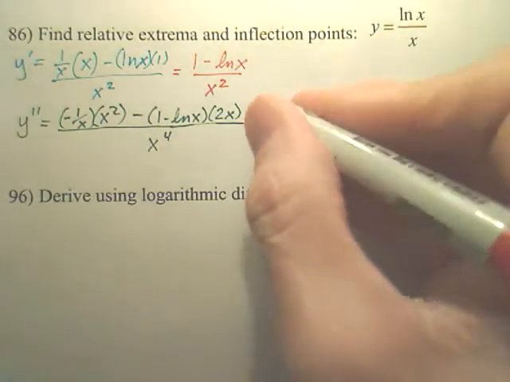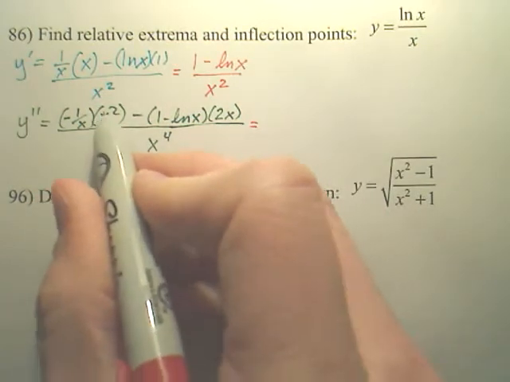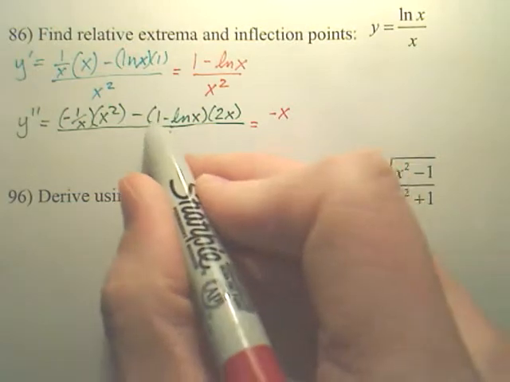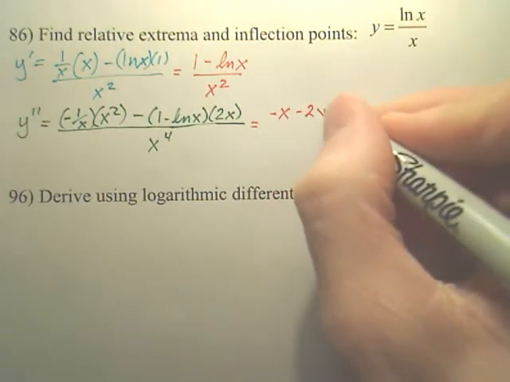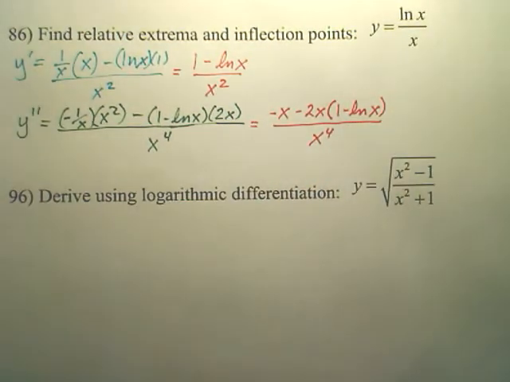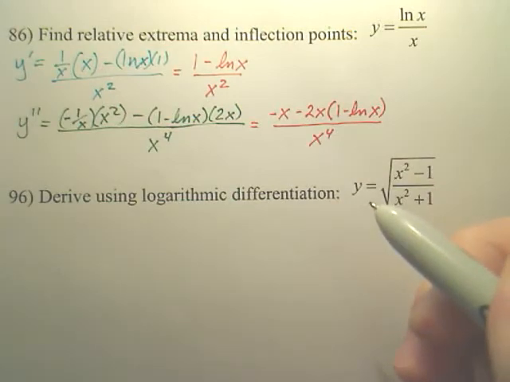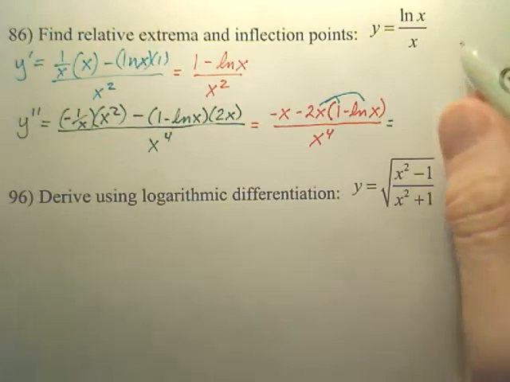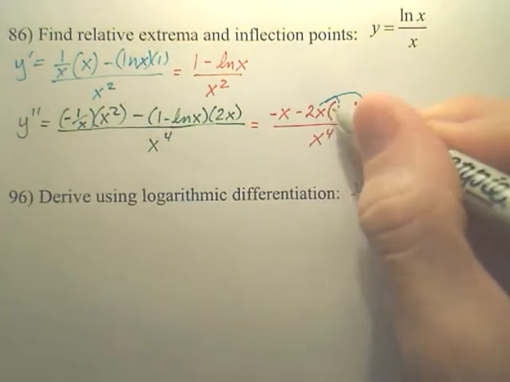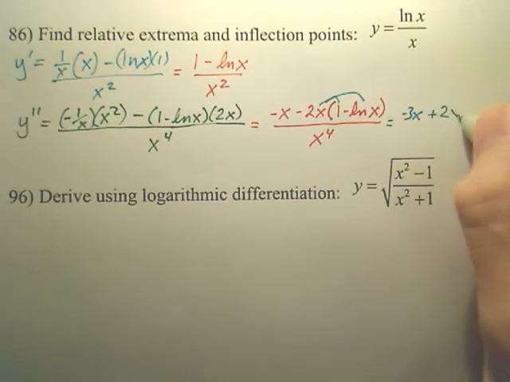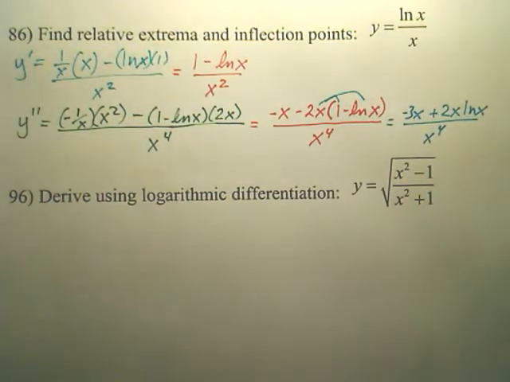And that ends up looking like, well, won't this be a negative x right here? So it'd be negative x, and this looks like it'd be minus 2x times 1 minus ln x. Are we good? Now, this is going to be kind of weird. If we distribute this, what is it on top? Distribute this, it would be negative 3x, because you have negative 2x plus this would be negative 3x. And when you distribute this, don't you get a positive 2x ln x over x to the fourth?